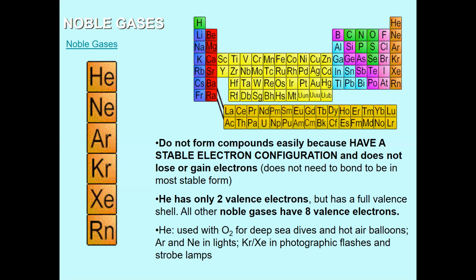Now your noble gases are not going to form ions because for the most part, these do not form chemical bonds because they're already stable. If you would like to watch a little video about noble gases, you can click on this link in the top left.